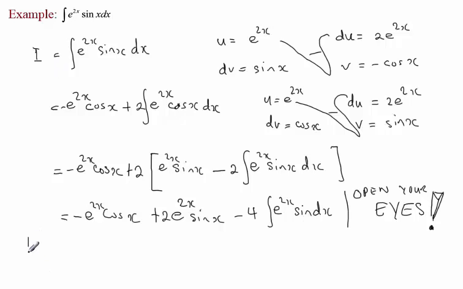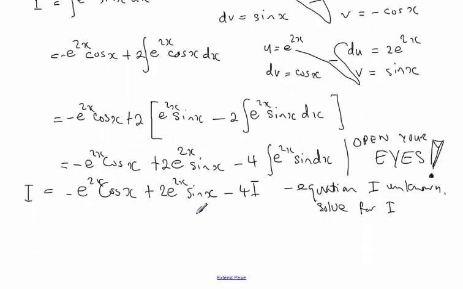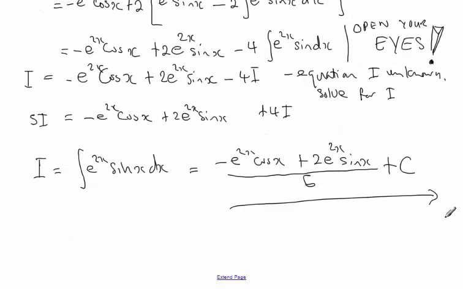So what it's saying here is I equals minus e to the 2x cosine x plus 2e to the 2x sine x minus 4I. Then I have an equation with I unknown. Then solve for I. But to solve for I, we must group the like terms in I together. So I'm going to add 4I on both sides so that I can have a 0 here. Then that side I'm going to have 5I equals minus e to the 2x cosine x plus 2e to the 2x sine x. That is what we must get, guys. Are we together? That is exactly what we must get.